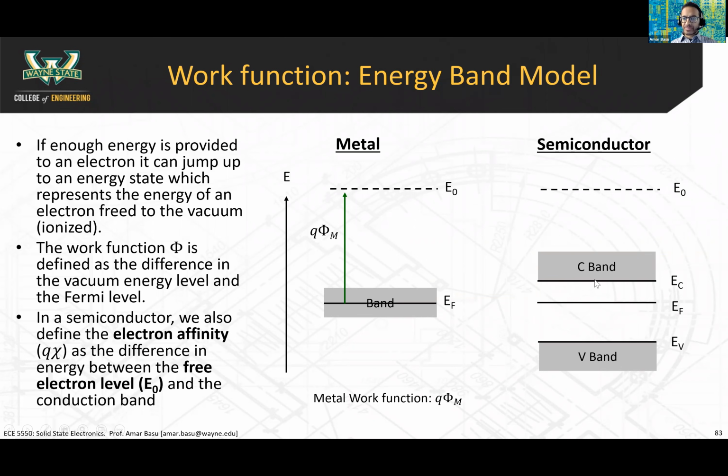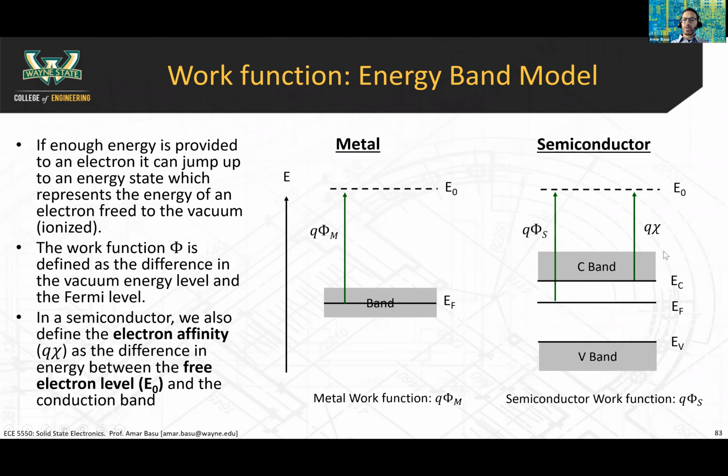If you go to even higher energy, E sub 0, then the electron has enough energy to escape the material completely. So in a semiconductor, you have a semiconductor work function, which is defined as the difference between E sub 0 and E sub F, the Fermi level. And then in semiconductors, there's also something called the electron affinity, which is given by Q times this Greek letter chi. That represents the energy required for an electron in the conduction band to go up into the free electron state. So those are two different quantities we have to think about.